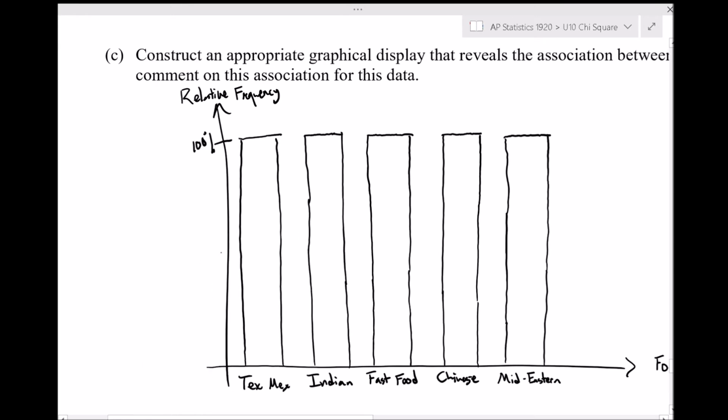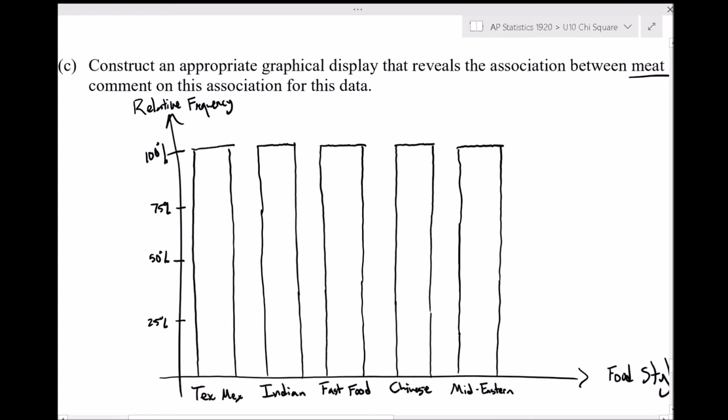Of course, I'm probably going to want to be a bit more specific, show some more grid lines. This is 25%. This is 75%. And do I want to get more specific than that? Probably not. So, kind of lazy.